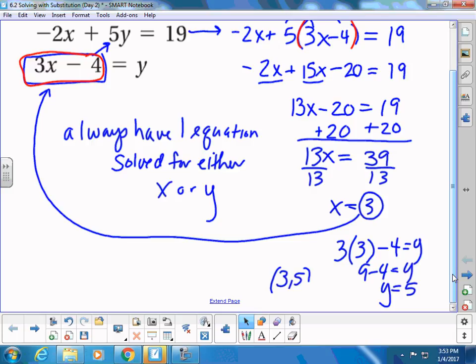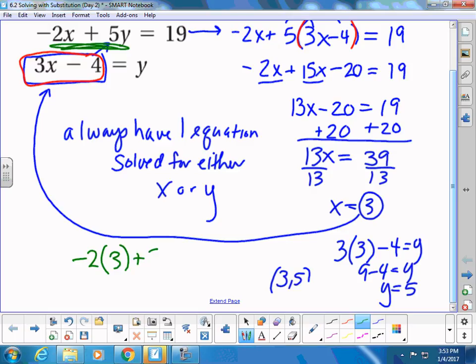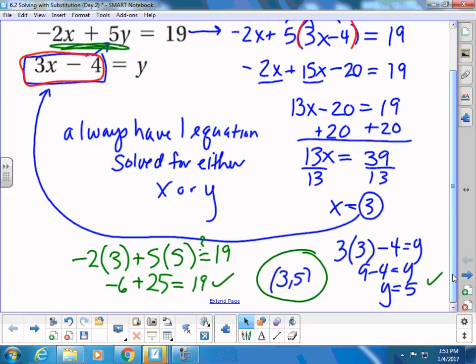I'm going to try it in the other equation. So I'm going to go back to this equation, the green, and I'm going to put in negative 2 and my x, which is 3, plus 5 and my y, which is 5. And see, does that equal 19? That's my check. So this would be negative 6 plus 25. And negative 6 plus 25 does equal 19. So I checked it, and we know it's right. So works in both equations. We did one here. That's how we got that one, and the other one there. So my answer is this 3, 5, this ordered pair.